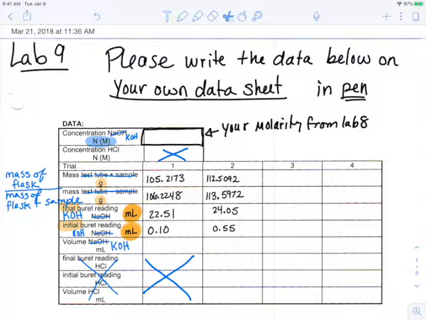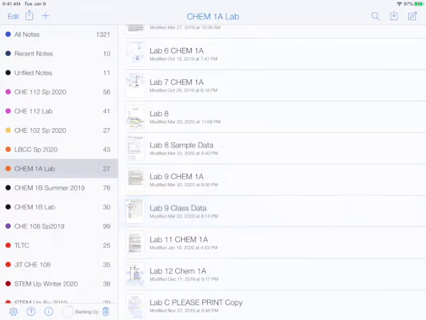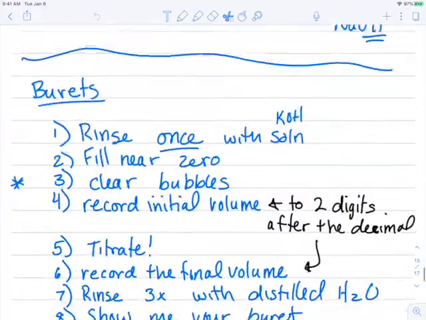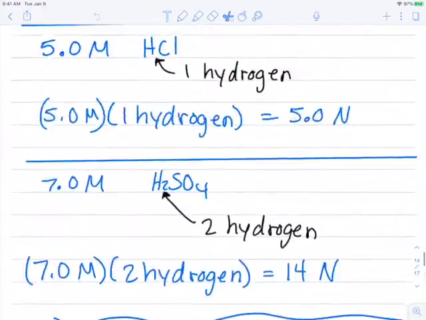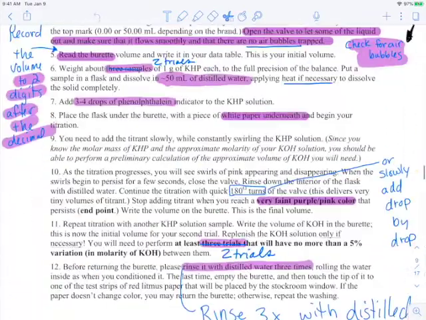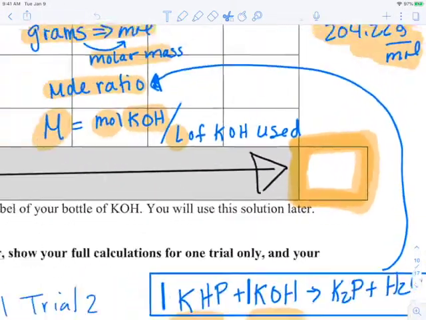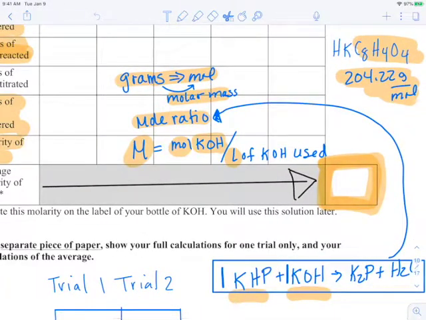And Andrew's asking about the KOH concentration. Yes, it is the average. So let's go back to lab 8 for a second. And yes, it is going to be this average right here. All right, other questions so far?